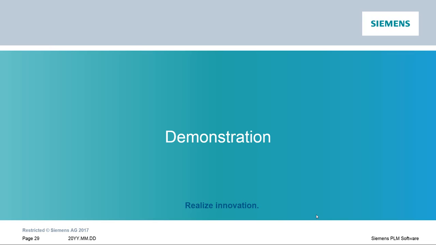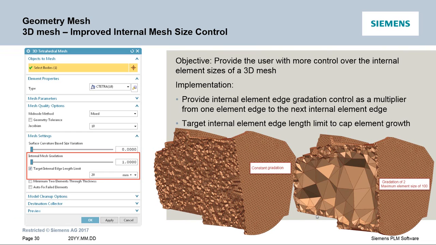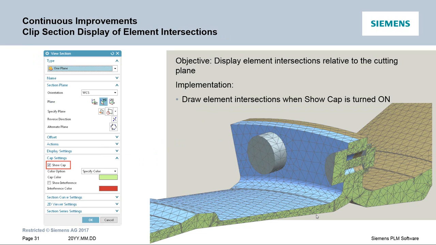We've improved the internal mesh size control in the 3D mesher, such that you can adjust the gradation of the mesh to grow as it goes from the surface to the interior. You can select an internal mesh gradation, which selects the multiplier from the edge lengths as the mesh goes inward, so that we can better see what's going on inside the mesh.